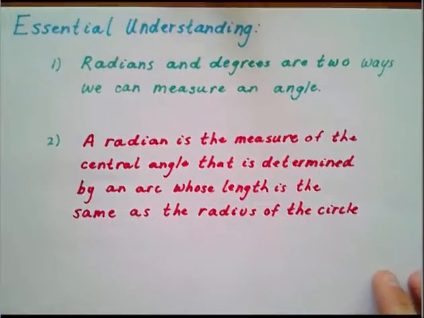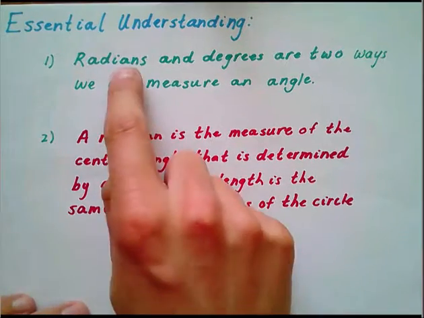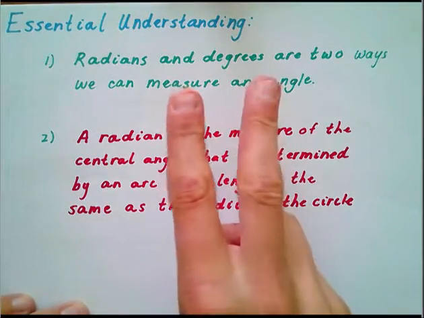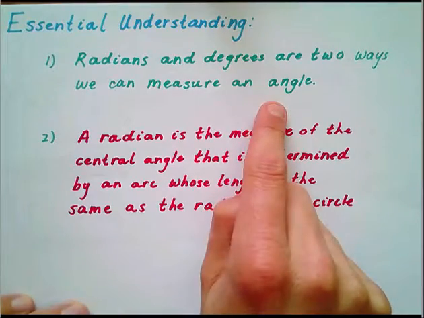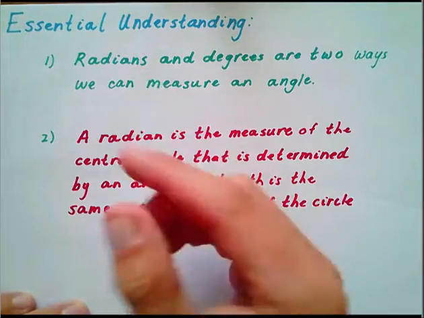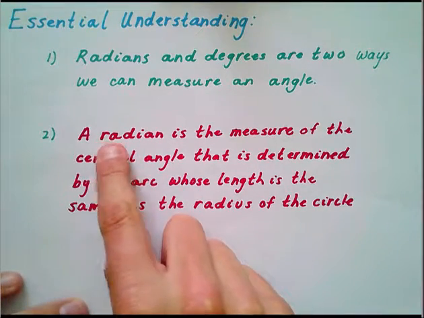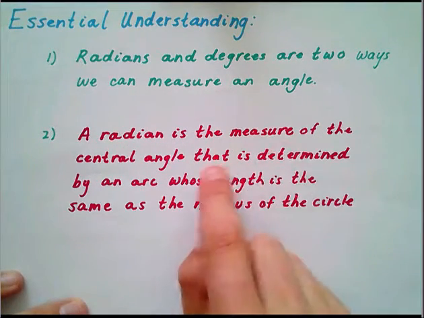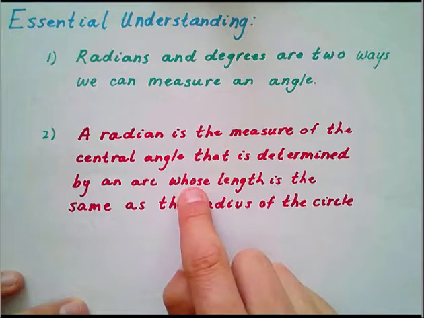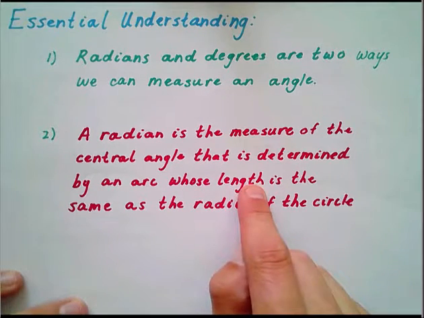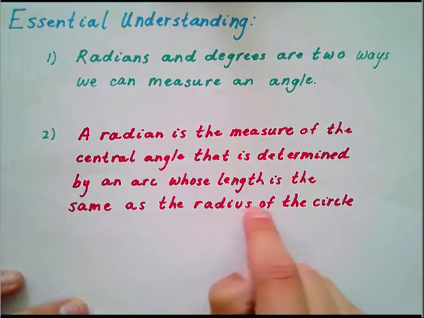So what I want you to understand here is that both radian and degrees are two ways we can measure an angle. Okay, so that's what they are. They are angle measures. There's just two different ways. The key thing here is that a radian is the measure of the central angle that is determined by an arc length whose length is the same as the radius of a circle.